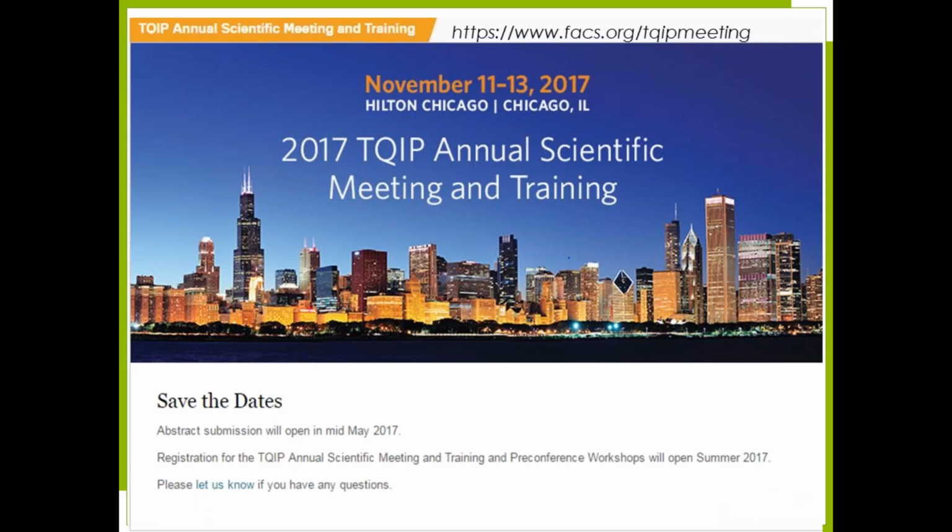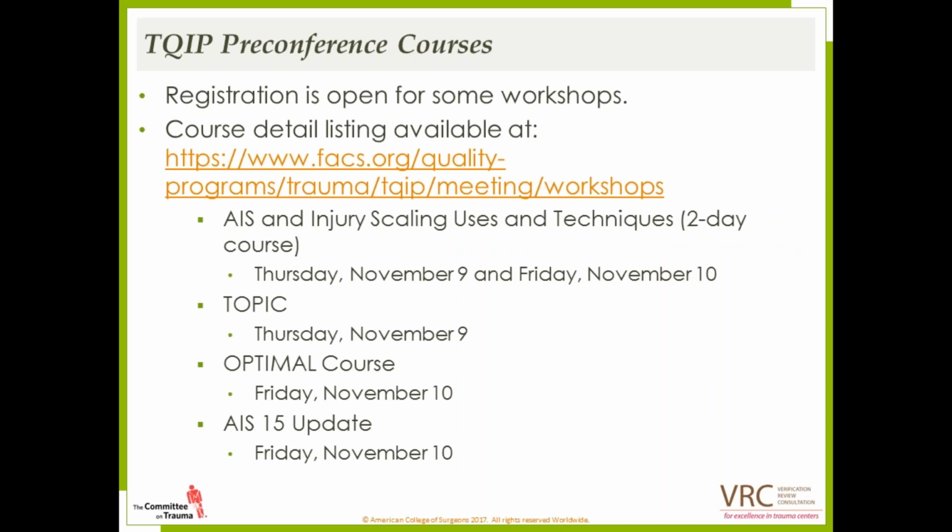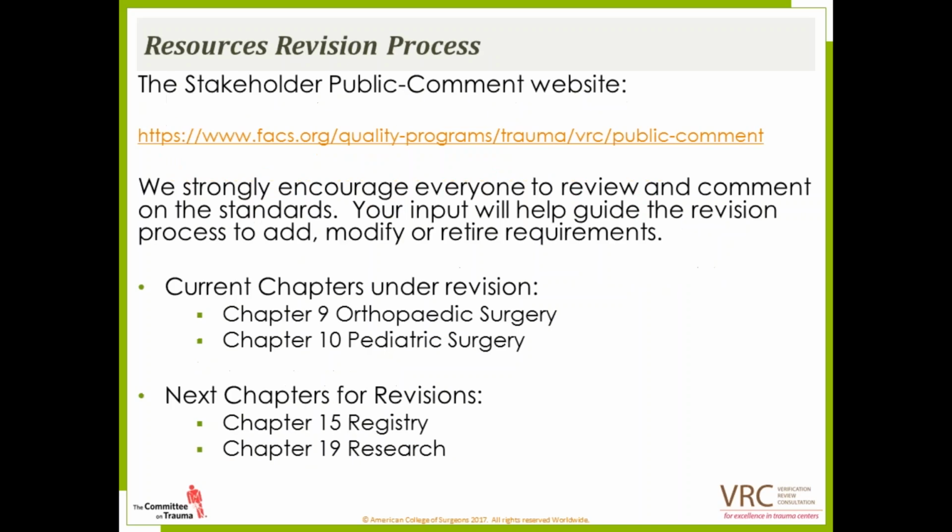Good afternoon. The 2017 TQIP Annual Scientific Meeting and Training will be November 11th through the 13th. This year it will be held at the Hilton Chicago. Registration will be open by mid-August. However, hotel reservations are open and we recommend reserving your room early. You'll find more information at the link listed. There will be a variety of pre-conference workshops which you can sign up for. Registration is open for some of the workshops. You'll see some of them listed on the slide here, and you'll find a more detailed listing at the link listed.